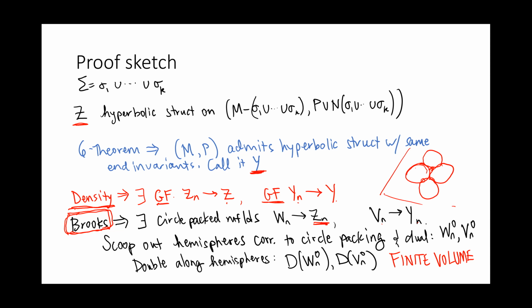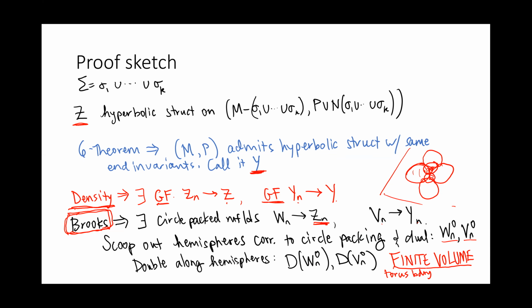And if you dig out the half spaces around those, you're going to get something with these interstitial regions. Dig those out as well. So after you scoop these hemispheres out, you get what we call a scooped manifold. And we call these W_n and V_n. And these have geodesic boundary. If you double along all of these hemispheres, then you get something with finite volume and torus boundary components.